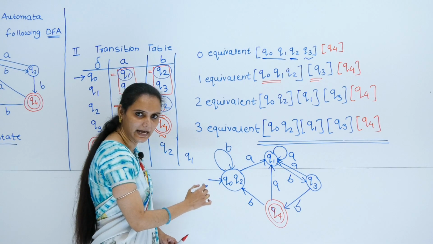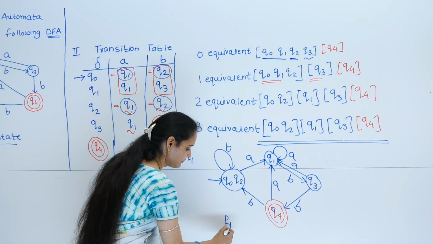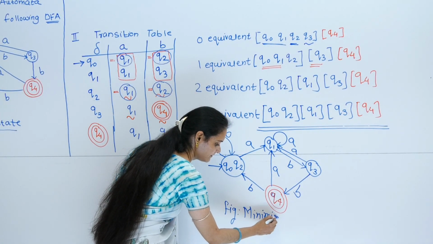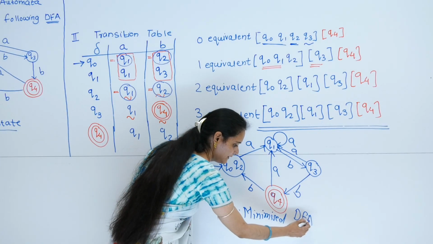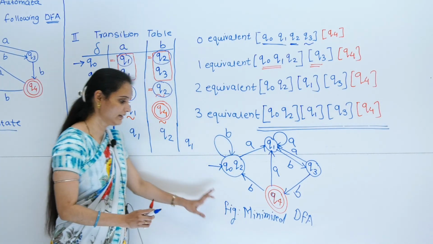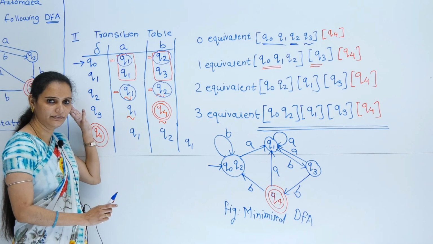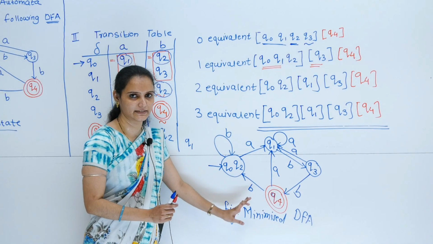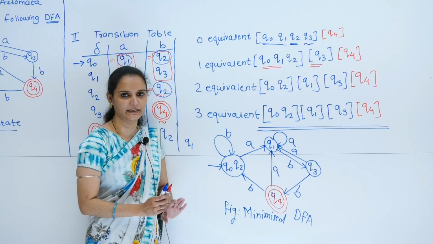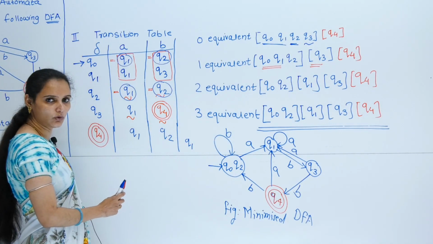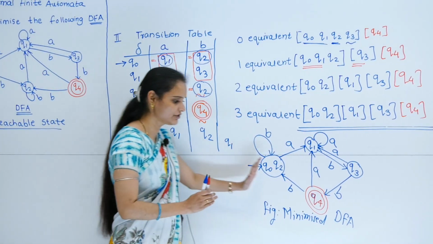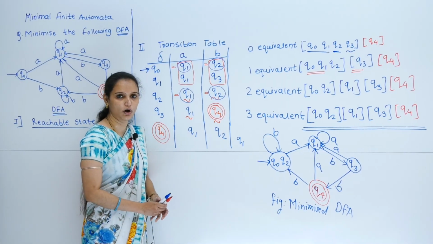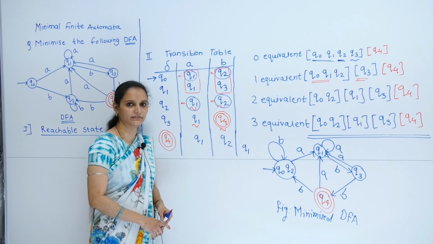To that diagram we give the name figure: minimized DFA. Minimized DFA means that we have minimized the number of states present in the original DFA and obtained our new deterministic finite automata without changing its regular language. Whatever language the original DFA contains, the same language my minimized DFA contains. So these are the steps to solve the problem on the minimization of the finite automata.